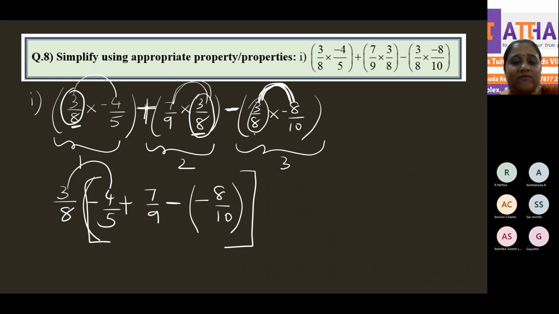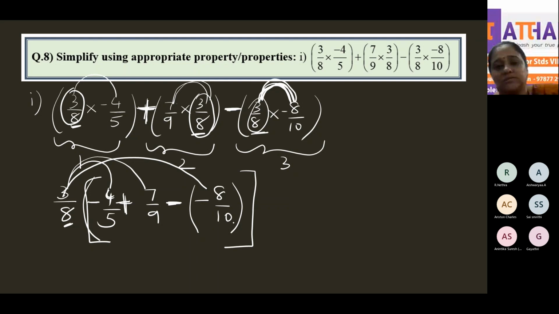3 by 8 is common everywhere. Take out the common factor. 3 by 8 into minus 4 by 5, so the first term in the bracket is minus 4 by 5. The connecting sign is plus, so plus 7 by 9, since we have 3 by 8 out here. The connecting sign is minus, and in the bracket we have minus 8 by 10. So this will be the first step.